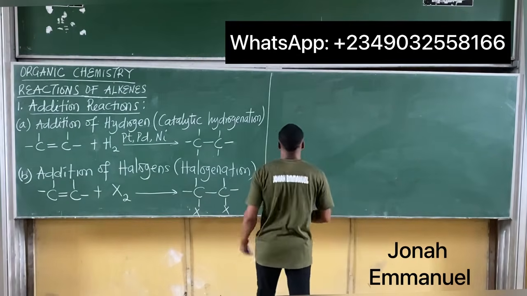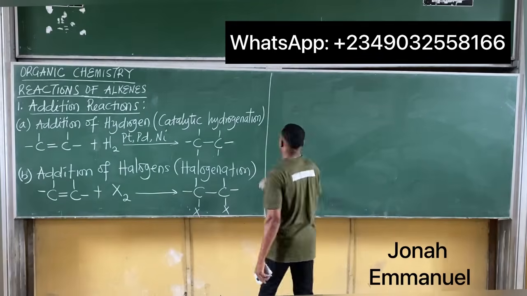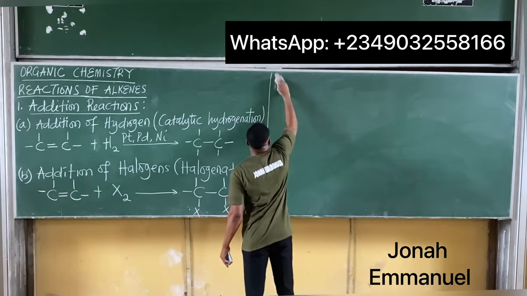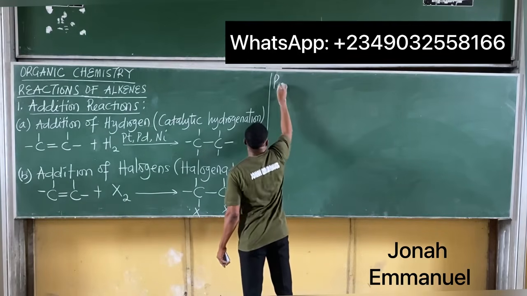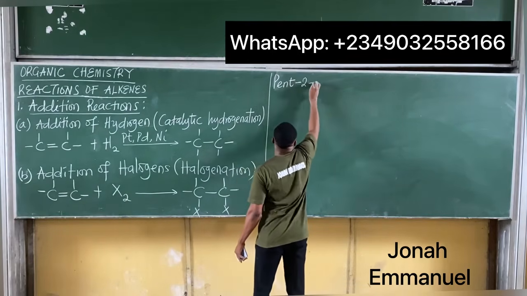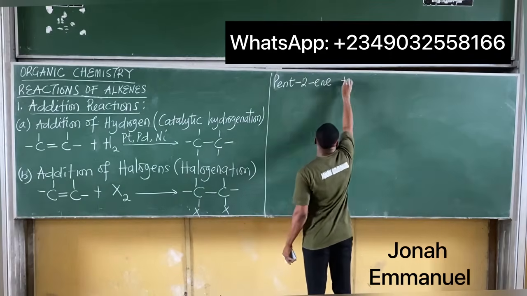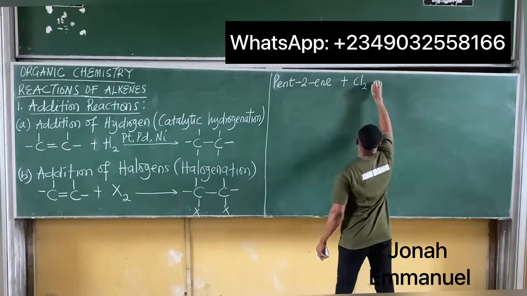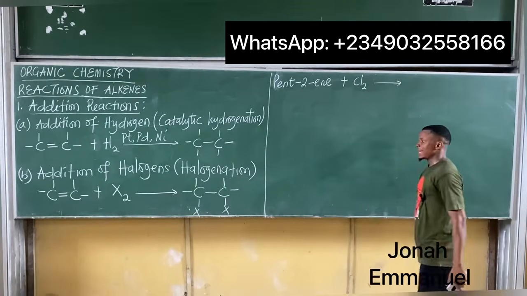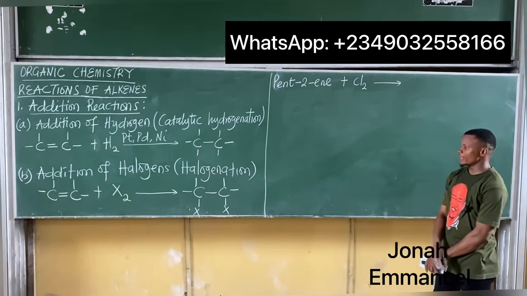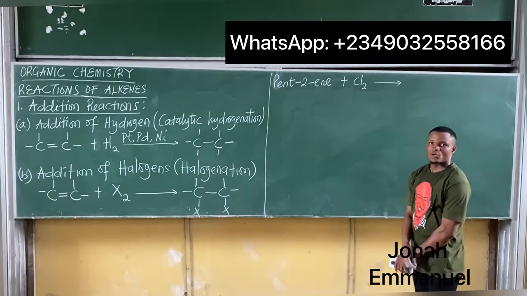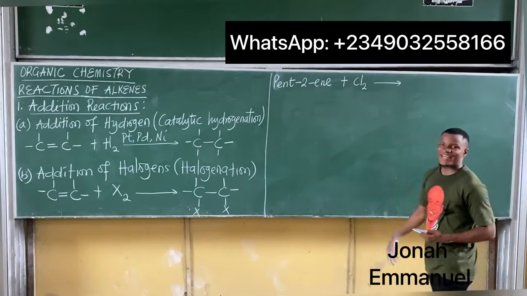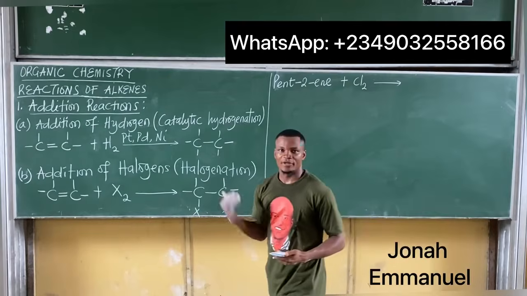Let's use pent-2-ene combined with chlorine, Cl2, to give you what? Can you try to decipher what the answer will be, draw out the structure, and name the compound? I've given you two hints. Please try this.